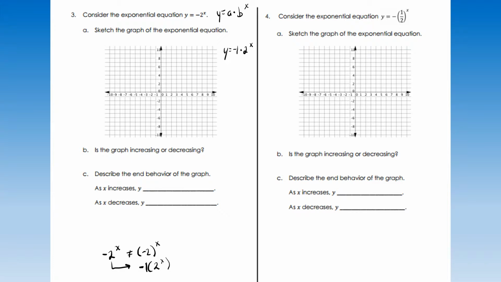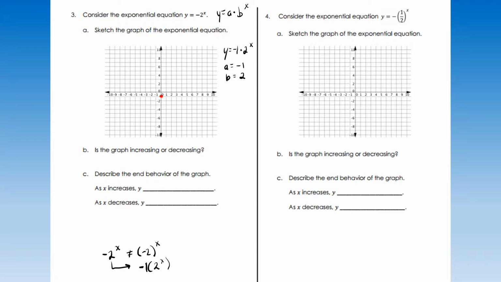All right, so here I see that in my a place for my equation, a is equal to -1 and b is equal to 2. So b is my common factor. All right, so to sketch this graph, we're going to go to where a is -1. So that's down here. That's my y-intercept at -1.